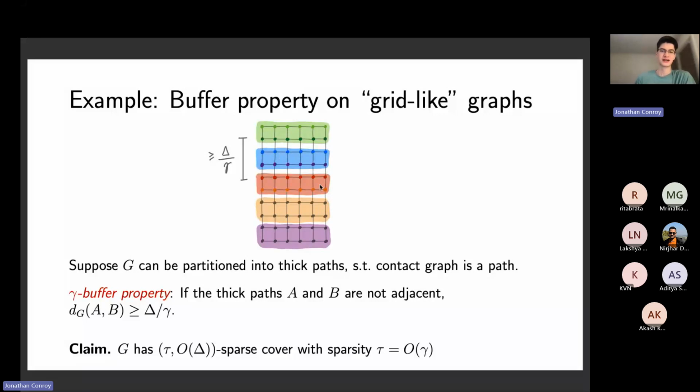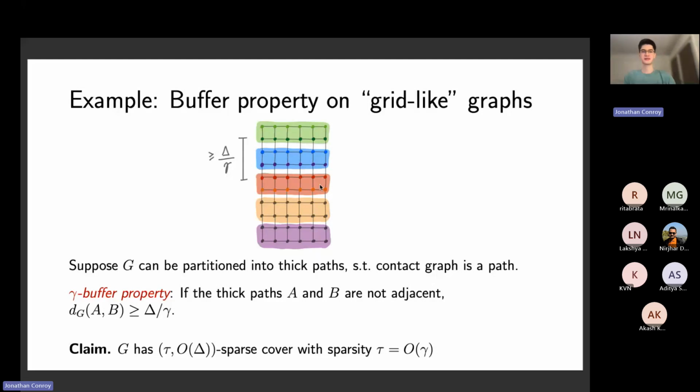So in this case, I claim that constructing a sparse cover is easy. We can construct a sparse cover with sparsity O of gamma. And the algorithm is very simple. You start with these thick paths, then you expand all of them by distance O of delta, and then claim that each vertex after this expansion doesn't overlap many of the expanded thick paths. And then within each thick path, you chop it up into bounded diameter components like we discussed previously.